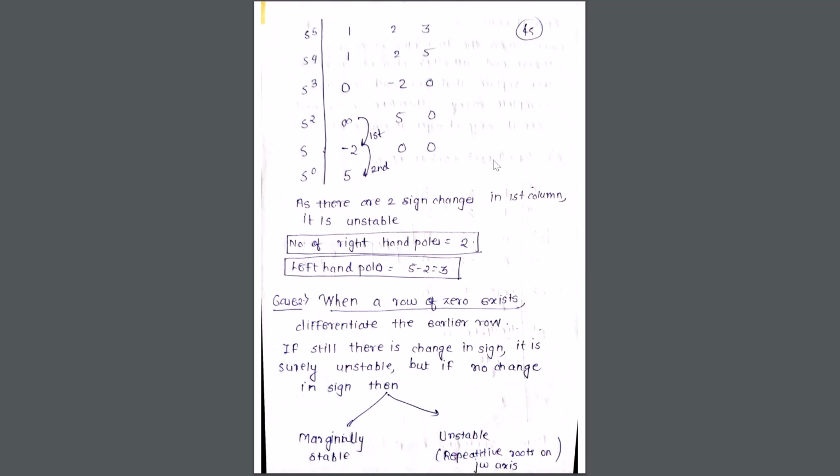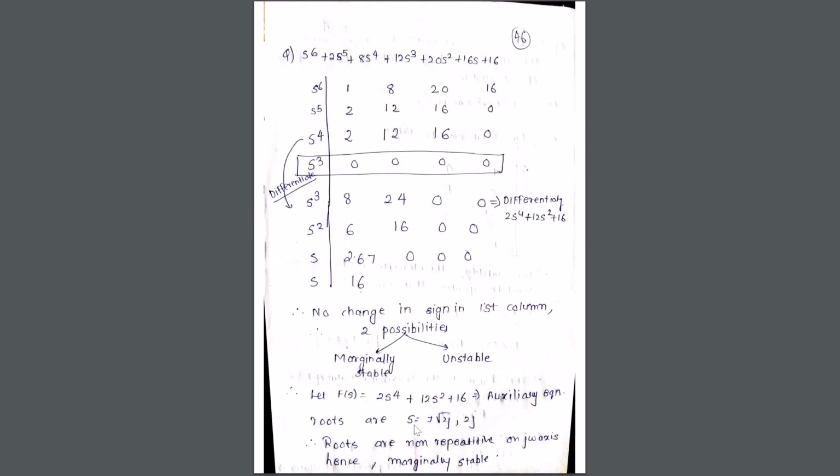Because when you get a particular row of 0, in that case my system can be either marginally stable or it can be unstable, but it cannot be completely stable. I hope I'm very clear. So let us take a question on it.